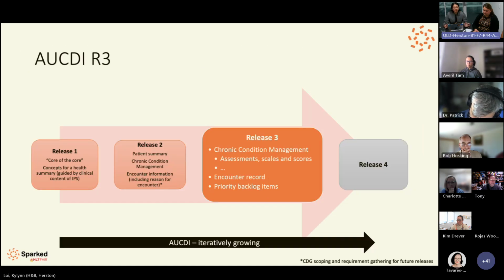As some of you would know, for release 3 we're continuing on the chronic condition management piece and looking at health assessments, scales and scores. We're also looking at an encounter record as well as the priority backlog items. So some of the items that have been identified over the last 2 years that we weren't able to address, we're starting to pick some of those off as we, as a group, have decided or asked for them.